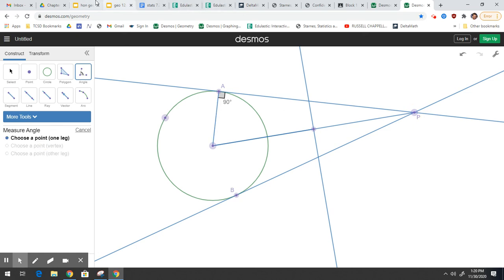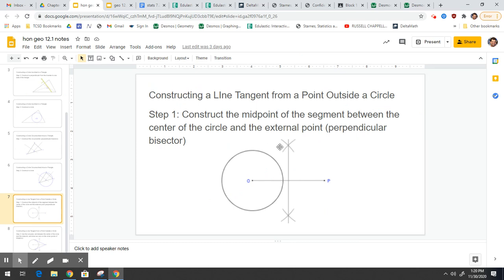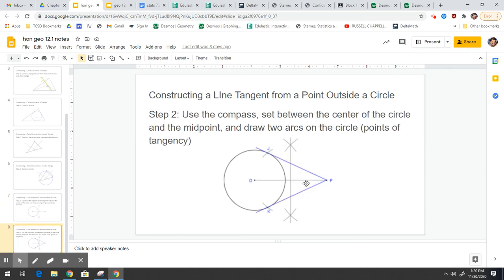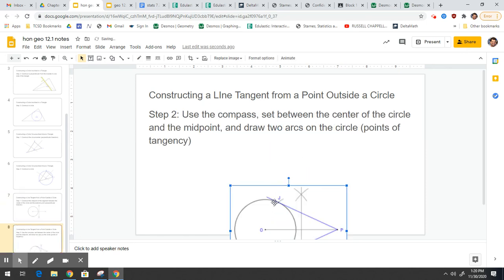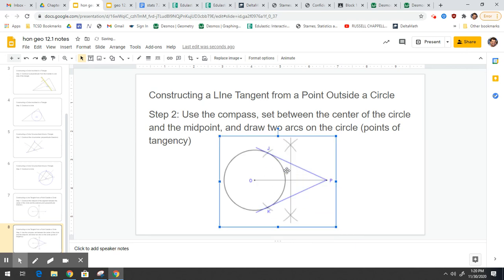Okay. So again, in your notes here, construct the midpoint of the segment between the center of the circle and the external point. That's your perpendicular bisector. And now you're going to use a compass, and you're going to create these 2 points. Oh, sorry. They use J and K using this length as your radius.